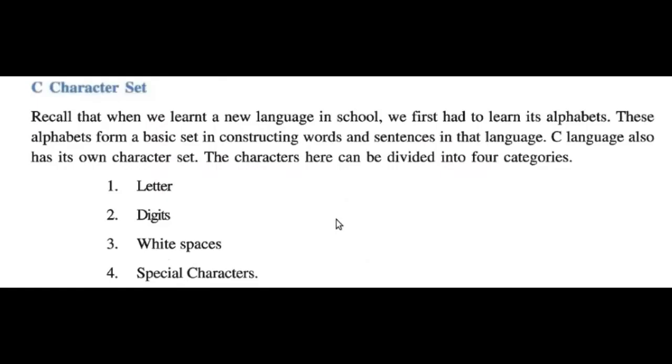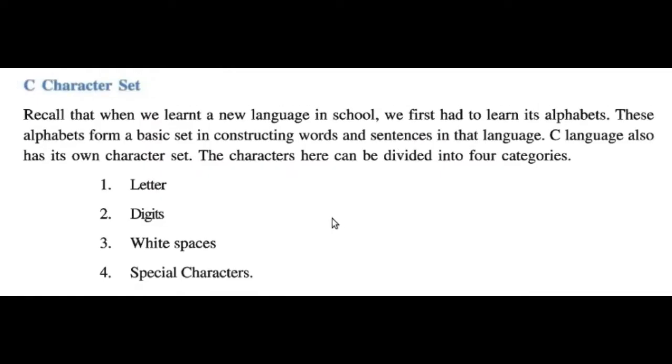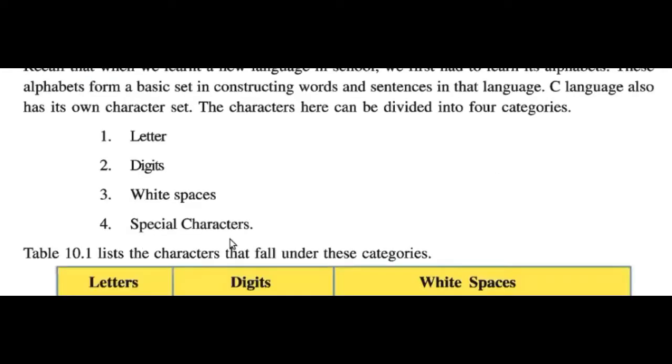Now this is important. This is the C character set. What is the C character set? Whatever we write in our program, that is called the C character set. We create our program using these four things: letters, that is A to Z in capital and small, then digits, that is 0 to 9, white spaces like blank space, new line, etc., and special characters like quote symbol, percent sign, hash sign. These are special characters.